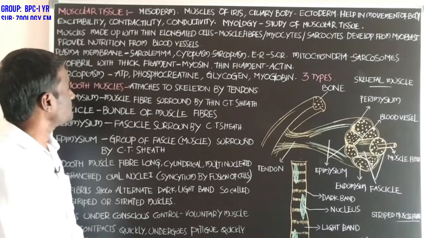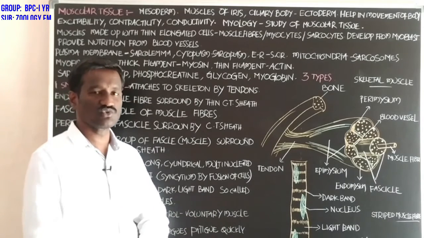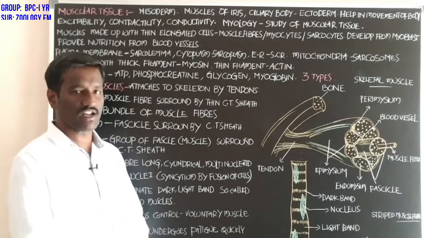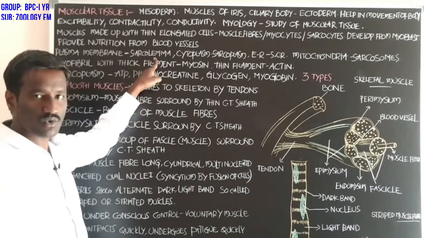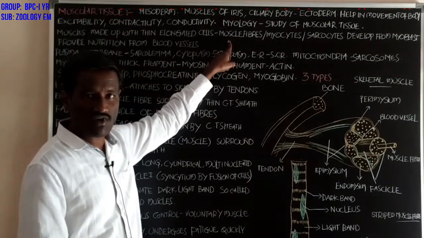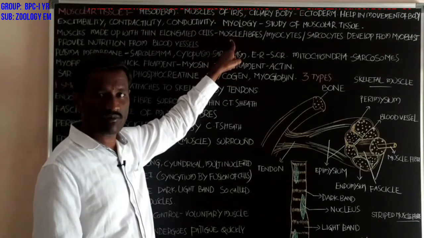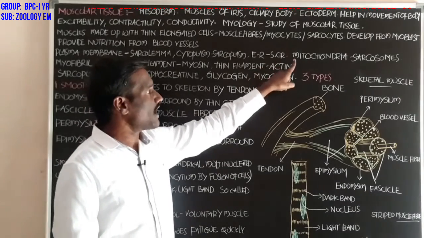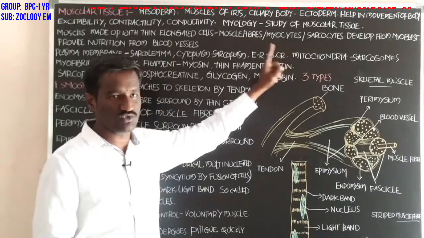Next, students, the muscle fiber also shows different cell organelles and a plasma membrane. The plasma membrane surrounding the myofibril is called the sarcolemma. The cytoplasm present in the muscle fiber is called sarcoplasm. The endoplasmic reticulum is called the sarcoplasmic reticulum, and the mitochondria are called sarcosomes.